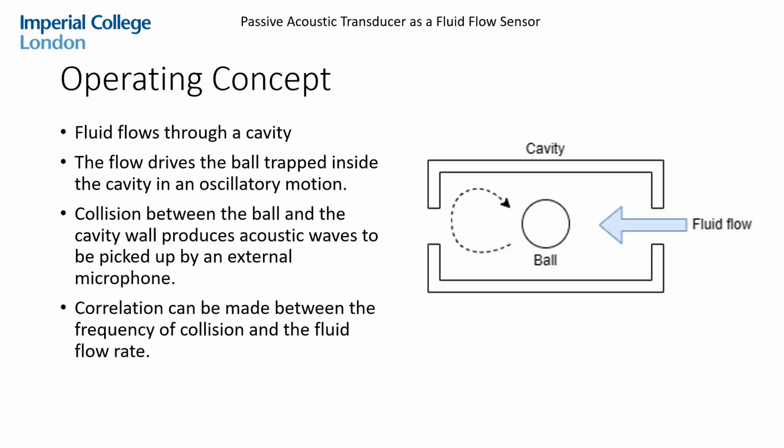So this slide here shows the operating concept of our passive transducer. The fluid flows through a cavity and drives a ball that's trapped inside the cavity in an oscillatory motion, as shown in the diagram on the right. The ball will then collide with the cavity wall as it oscillates, which will produce acoustic signals to be received by the microphone. And the faster the flow, the higher the ball cavity hit rate will be, which can be heard remotely.